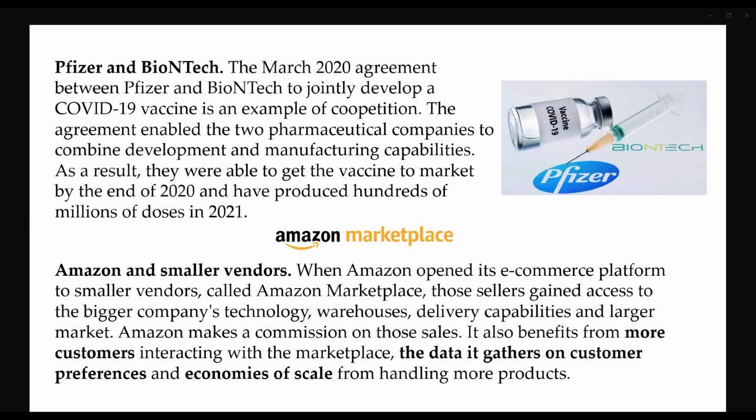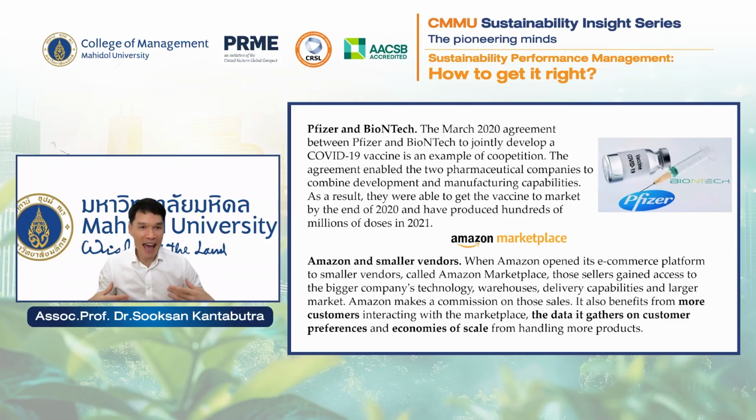So they basically have more customers visiting their website, and therefore the data it gathers on customer preference and economy of scale is very good. It allows them to handle more products. They get more requirements. They know their customers or consumers even better. So this is what is meant by mutual benefit. So think about this co-opetition strategy, whether you can do it or not.